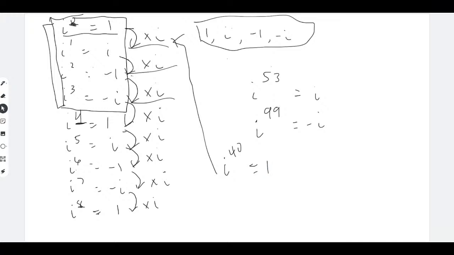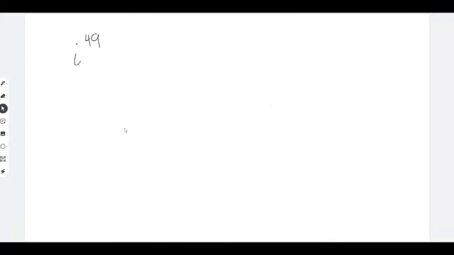So, does that make sense? Does how the pattern works make sense? Yeah, that makes sense. So do you know now how to solve i to the 49th power? Maybe, I think so. So, would it be negative i?